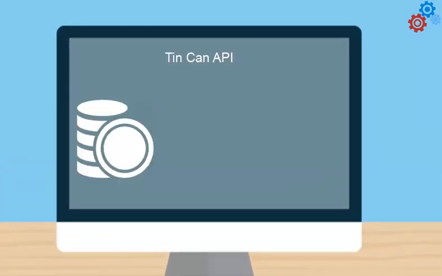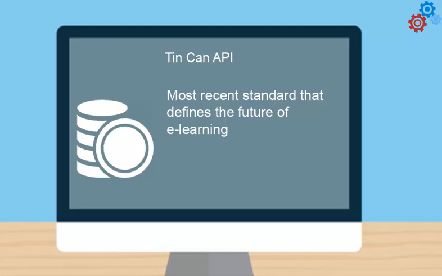TINCAN API, a standard of future and successor of Scorm. It aids in tracking and recording learning experiences happening anywhere and through any device. Scorm that way could track learning that happened over laptops and desktops. Although various learning management systems are Scorm compliant, yet it cannot track mobile learning. Scorm and TINCAN API are the most commonly and widely used e-learning standards.